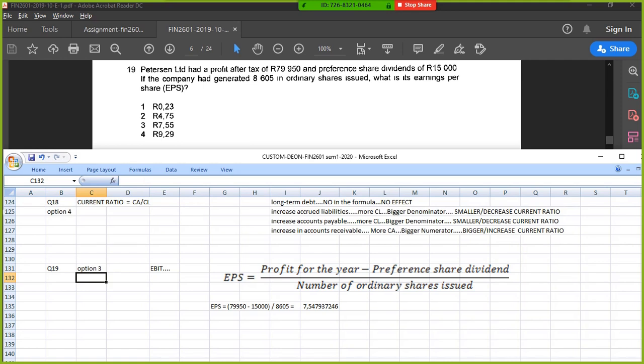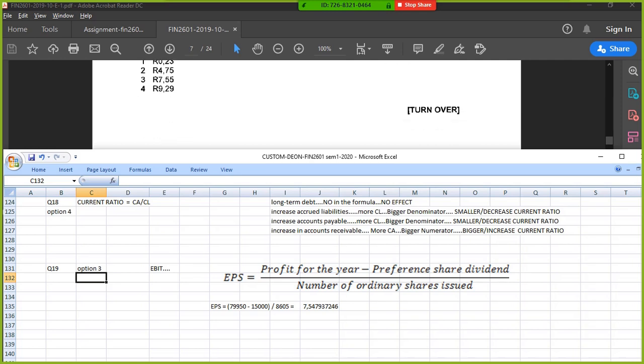So the trick is always getting the right formula, identifying what equation I've been asked to use as part of the calculation. If you can do that, you can do any question.